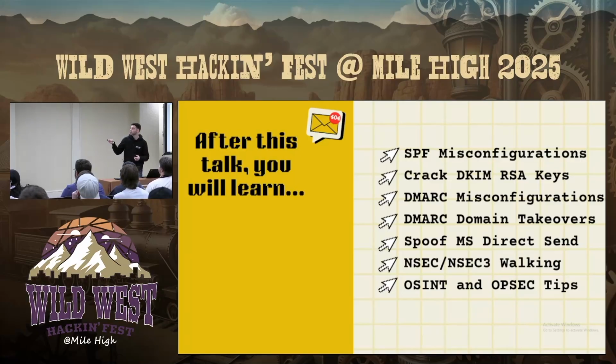We're going to be going over SPF misconfigurations and DMARC misconfigurations. I'm going to show you how to crack some DKIM RSA keys. We're going to go over a few new concepts like DMARC and SPF domain takeovers, which is something I came up with. We're going to spoof Microsoft Direct Send, and then we're going to go through these concepts of NSEC and NSEC3 walking, and finally, I'm going to go over a few OSINT and OPSEC tips.